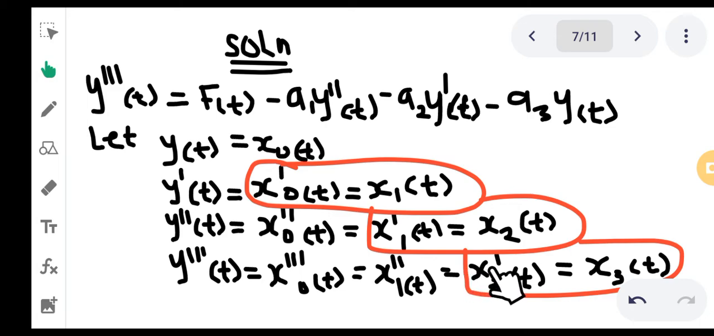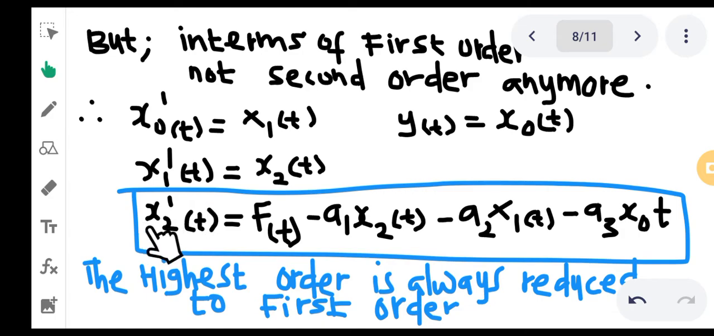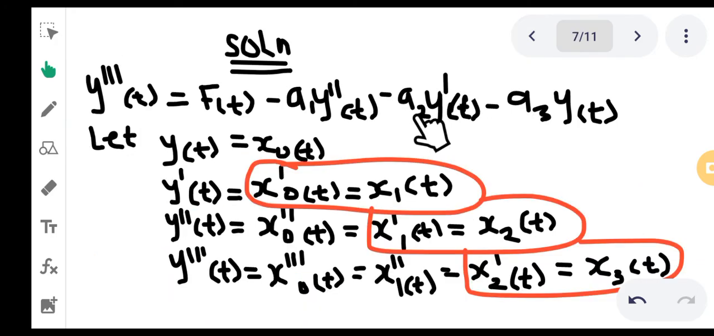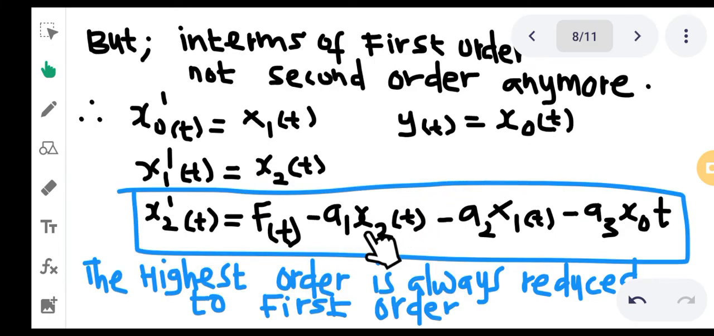x prime of 2t is equal to x3 of t. Okay, so that's what I've written there. So that's the first order. So here now your ft comes minus your a1, by here your y prime is now x1 of t. So just make a substitution.